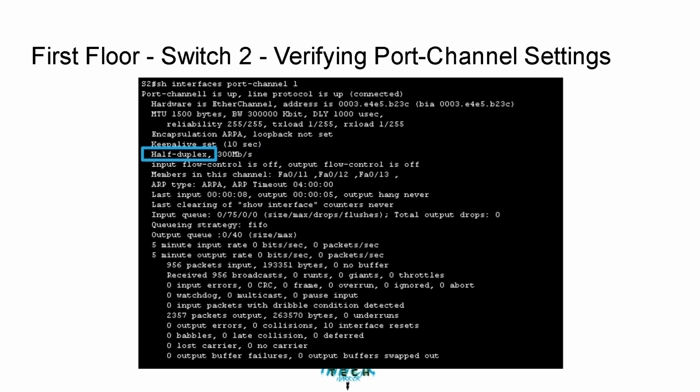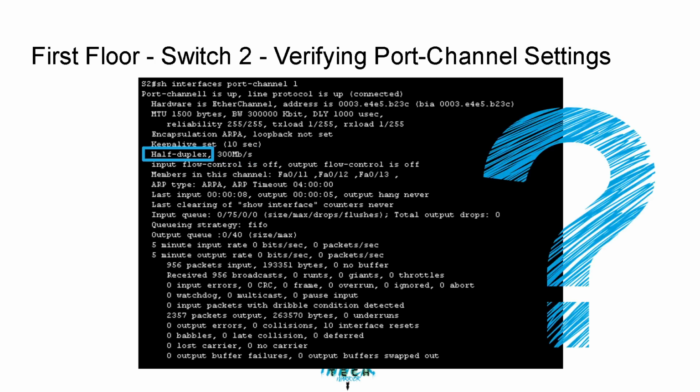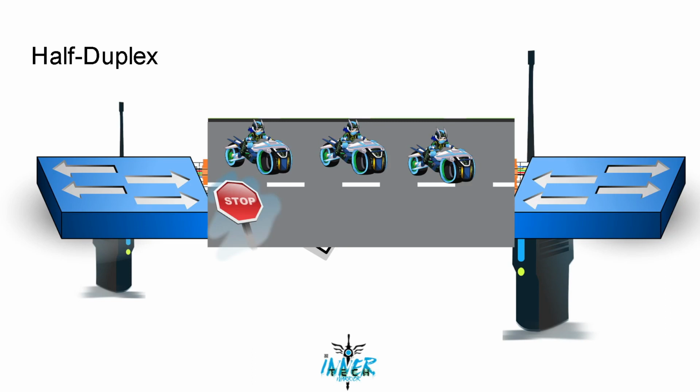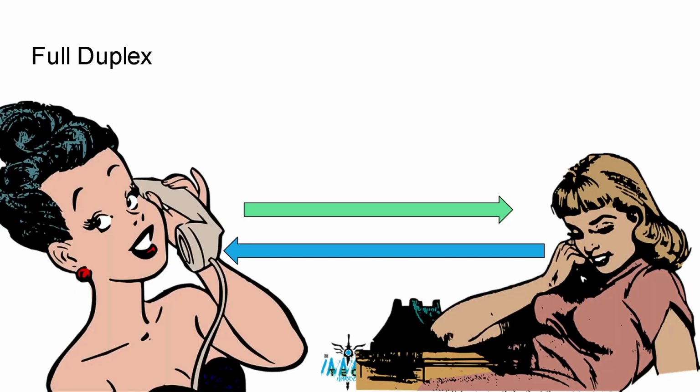Also, notice it says we're only working at half duplex. What the heck does that mean? Half duplex means traffic can only flow in one direction at a time, like a walkie-talkie. One way, and then the other. This limits the bandwidth. In the real world, this should be full duplex, which would allow traffic to flow in both directions at the same time, like a phone call.